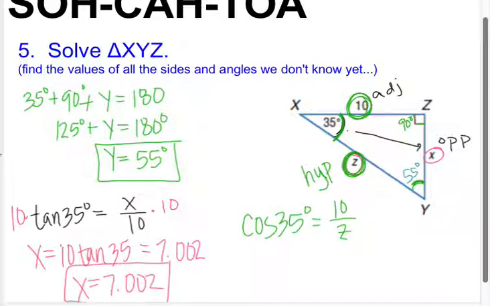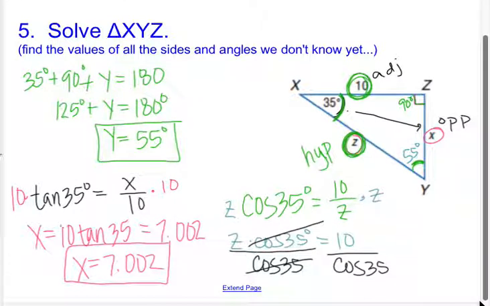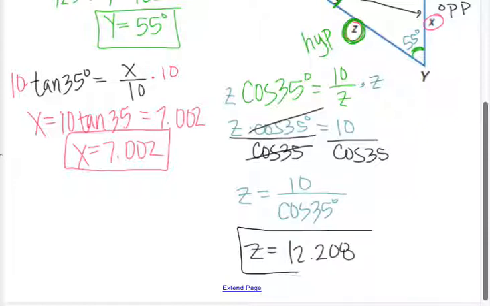Okay, so we want to solve for z. So first thing we would do is multiply by z on both sides. So I have z times cosine of 35 degrees is equal to 10. Now, in order to get z by itself, I would divide by cosine of 35. The cosines of 35 will cancel, and so z is equal to 10 divided by cosine of 35 degrees. And if I type that in on my calculator, I would get 12.208 is what z is equal to.